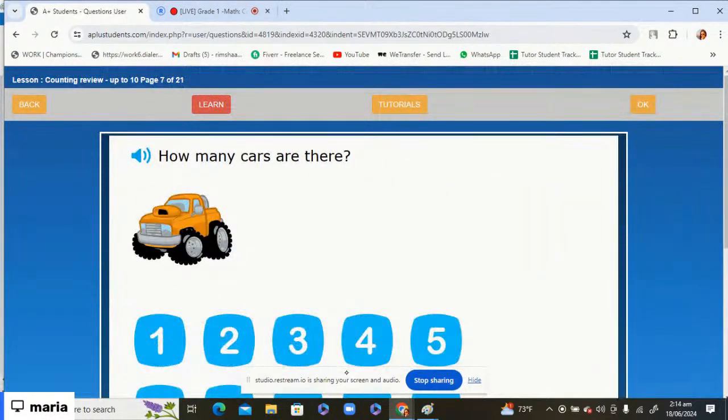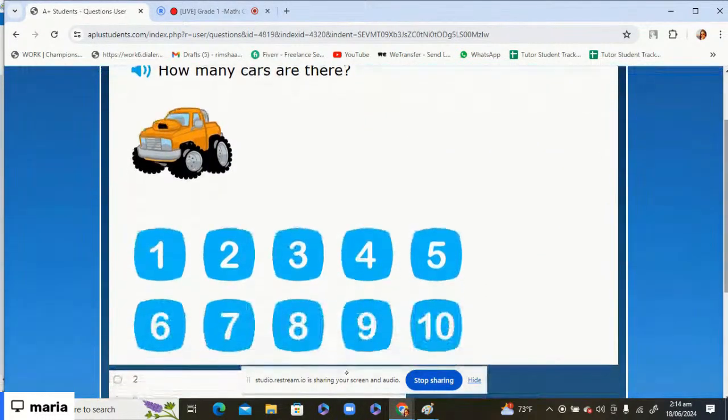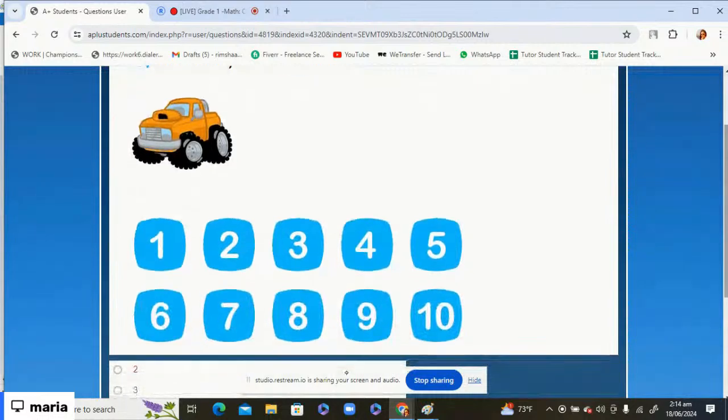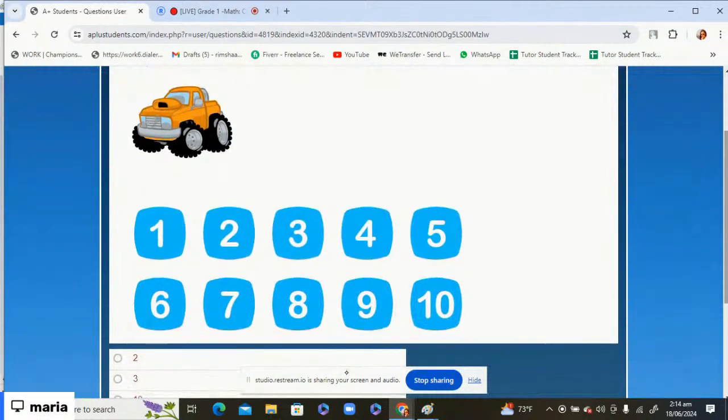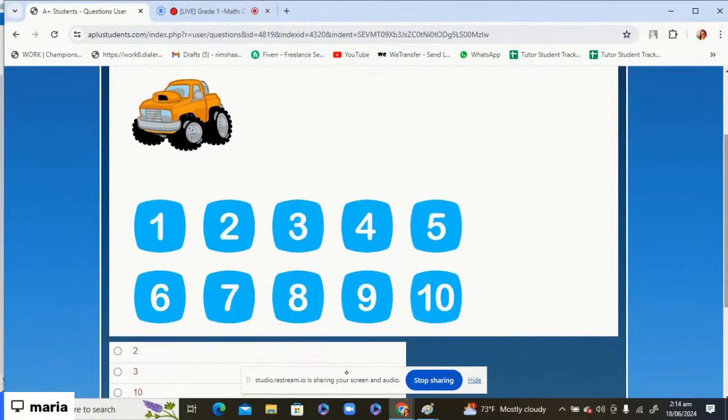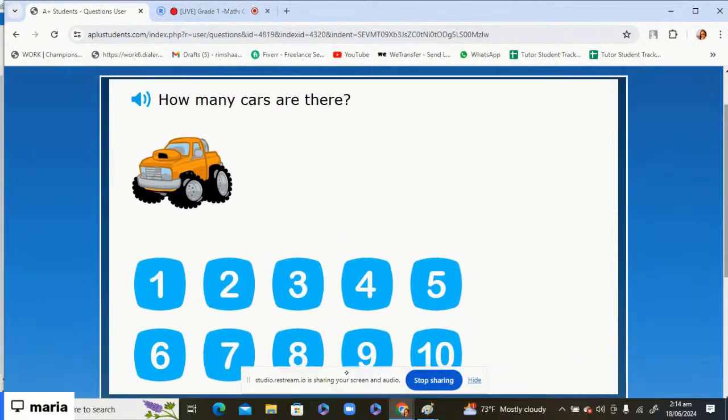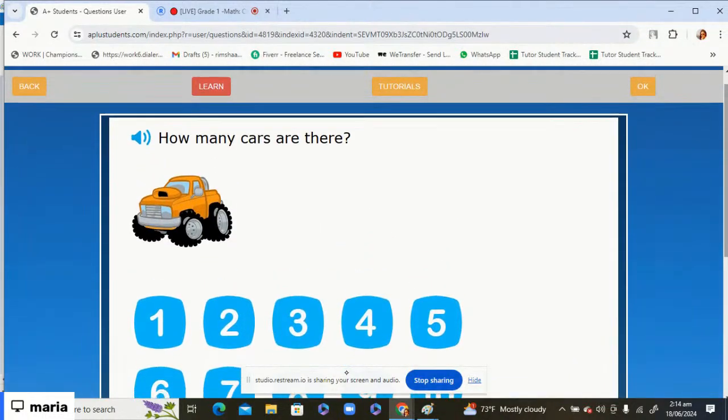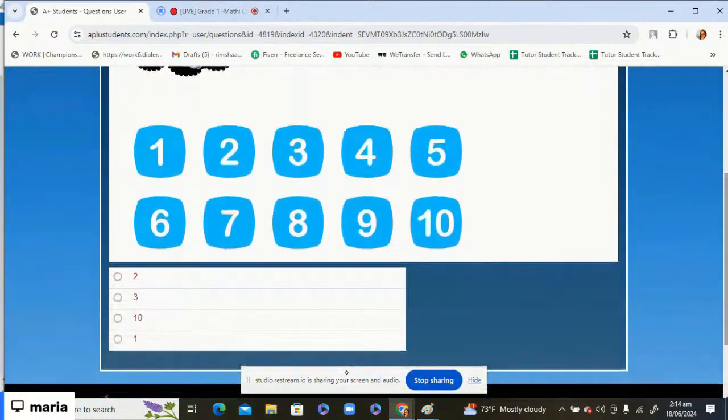So how many cars are there? Count it, you all. How many cars are there? It's only one. Good.